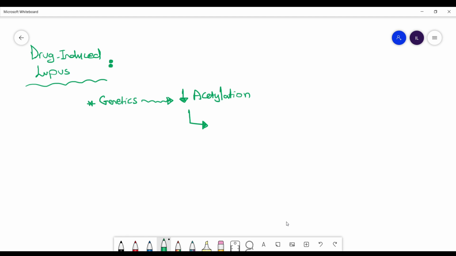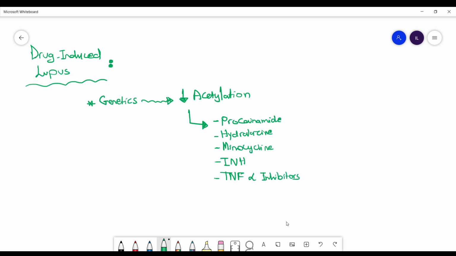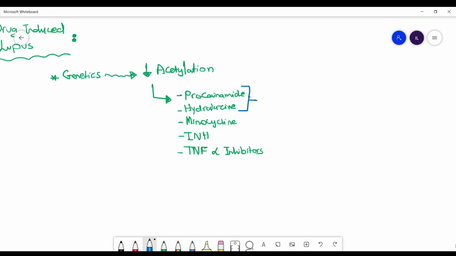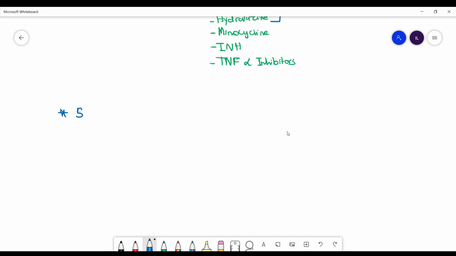Now, these medications include 38 medications, but the most commonly used ones are procainamide, hydralazine, minocycline, isoniazid, and TNF alpha inhibitors. If you want to know which ones are mostly involved in drug-induced lupus, they are the first two, procainamide and hydralazine. And hydralazine actually is the most common cause of drug-induced lupus based on drug-to-disease ratio.